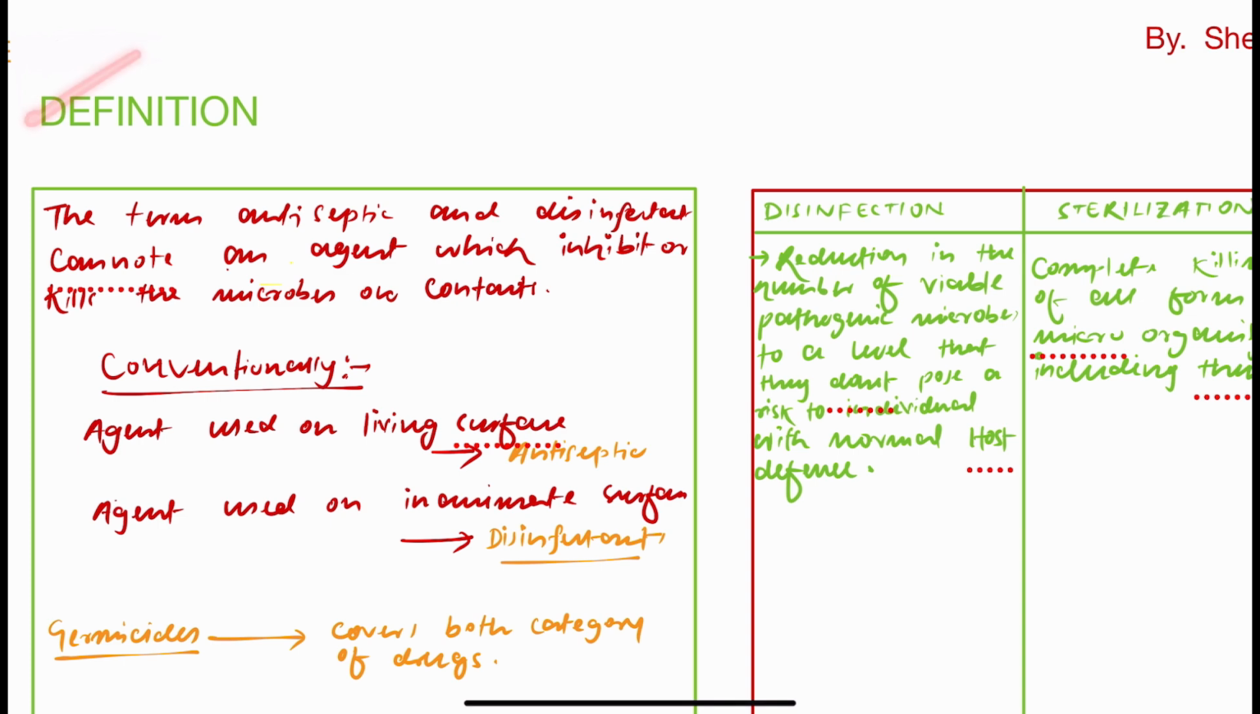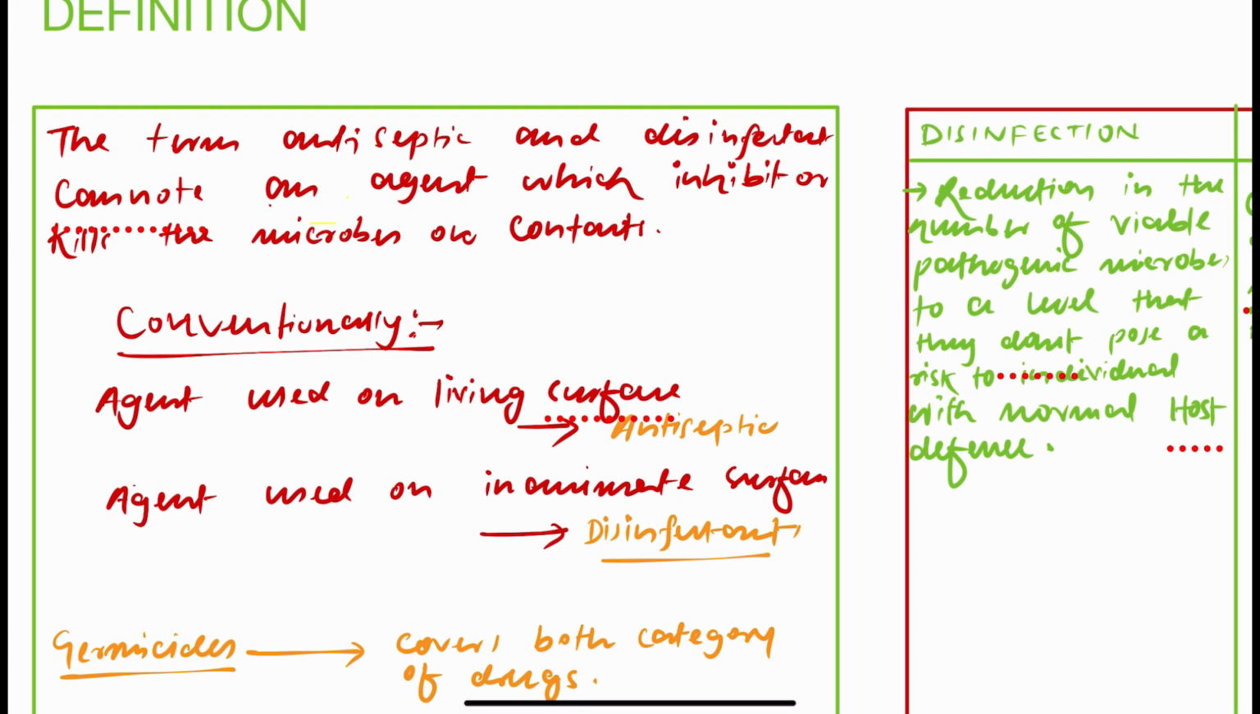From the definition, what are disinfectants and antiseptics? The terms antiseptic and disinfectant can mean an agent which inhibits or kills microbes on contact. Here the word "can" implies something: the agent which inhibits or kills. तो किसी को मारता है या नहीं तो उसको स्टेट कर देता है, मतलब ग्रोथ इनहिबिट करता है.